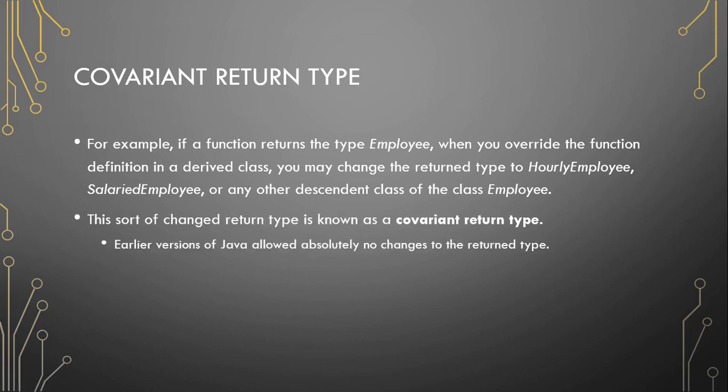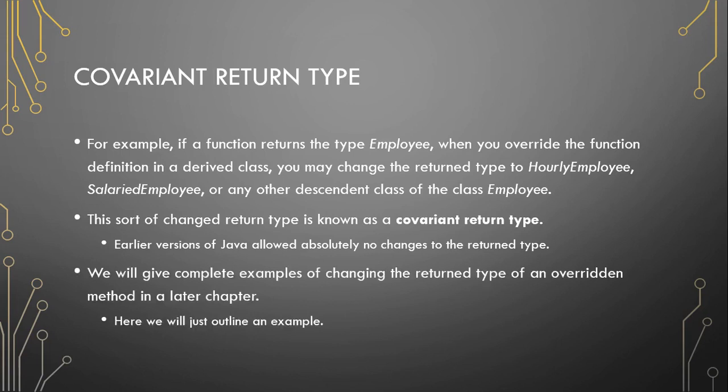Now, this sort of change of type is, as I mentioned, a covariant return type. This actually was not something that was in the early versions of Java. In the early versions of Java, there was absolutely no way you could make changes to the return type. In the newer versions of Java, 5.0 and newer, you can make these changes. And most of what we're going to be working with always deals with these newer versions. It's just a footnote in case you're working with some weird legacy code.